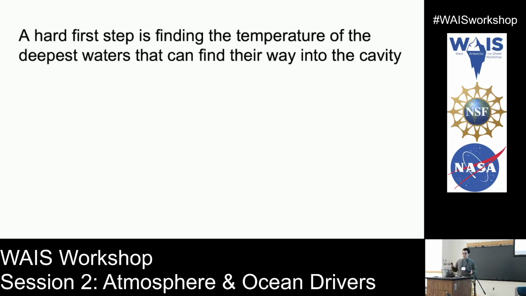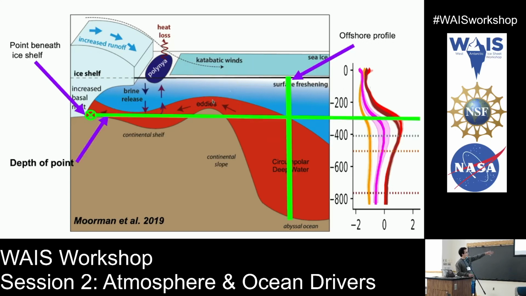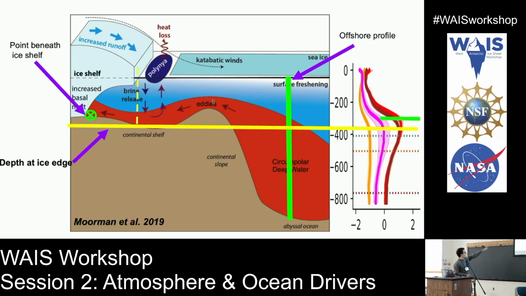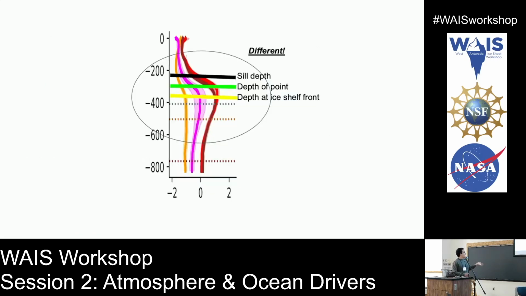Yeah, and so a hard first step to that is finding the temperatures of the deepest waters that can actually get into the cavity. And this is a really classic problem in parameterizing ice shelf melt from offshore hydrography. So if you have some point marked in green here and you want to know the temperature of the water that can get in, there's a few approaches. I have this depth temperature cast on the right. So you could just do the depth of the point. You could do the depth at the ice edge, or you could do the sill depth, although the sill depth is really easy to define in 2D. It's a little bit more confusing in 3D. And if you do that, you get 3 really different answers for the temperature of the water that's getting into these cavities and is reaching the grounding lines.